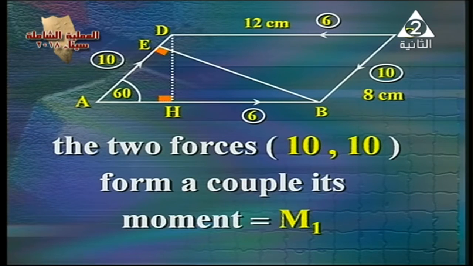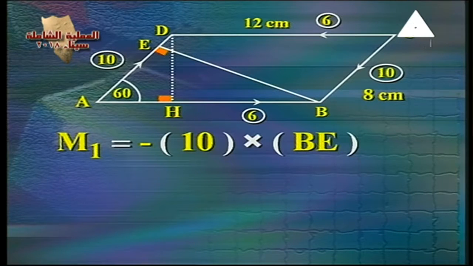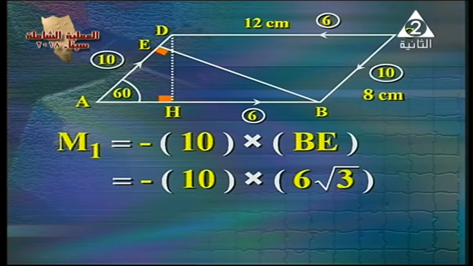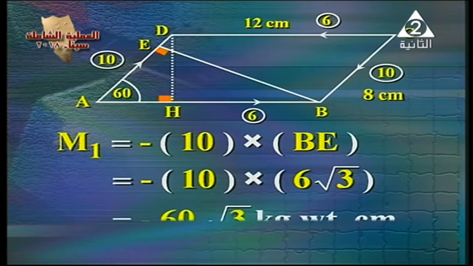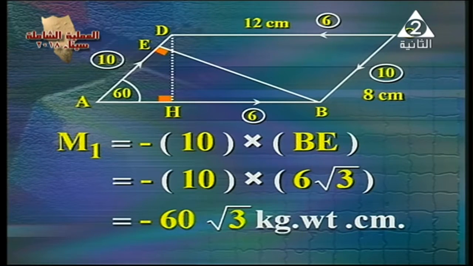Then the two forces 10 and 10 form a couple. Its moment M1 equals negative 10 times BE. Why? Because this couple's direction is clockwise, with a negative sign. M1 equals negative 10 times 6 root 3, equals negative 60 root 3 kilogram weight centimeter.